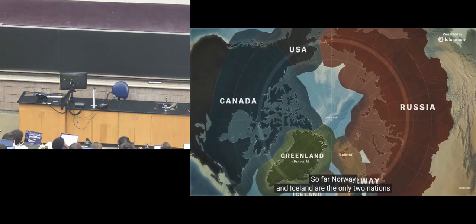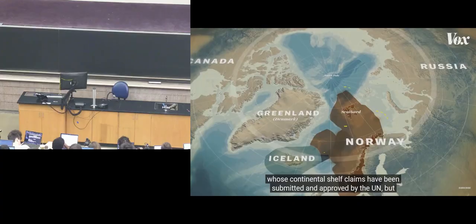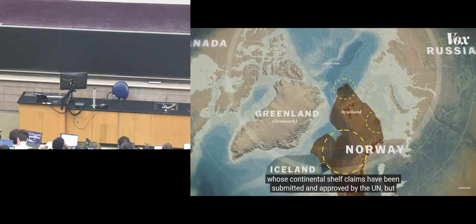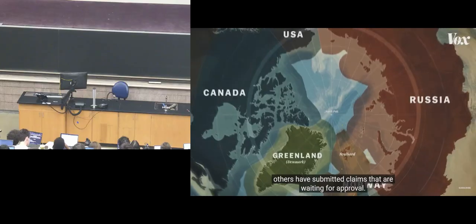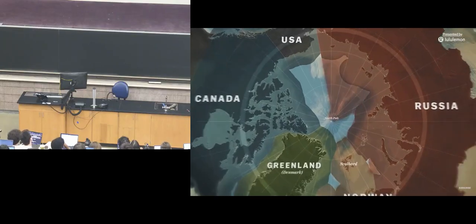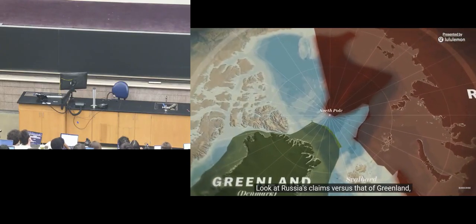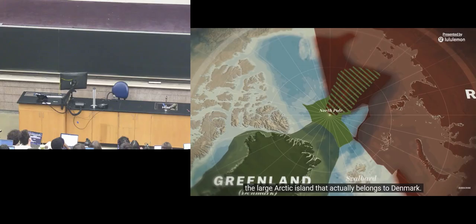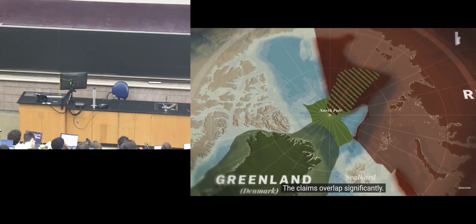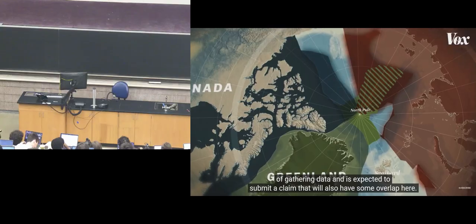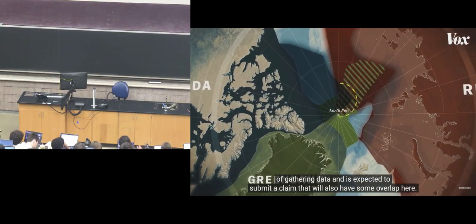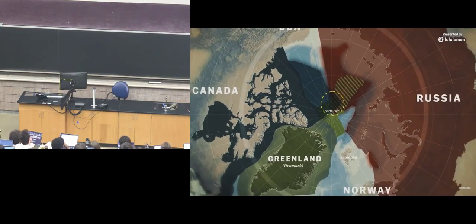So far, Norway and Iceland are the only two nations whose continental shelf claims have been submitted and approved by the UN. But others have submitted claims that are waiting for approval. Look at Russia's claims versus that of Greenland, the large Arctic island that actually belongs to Denmark. The claims overlap significantly. Canada is in the process of gathering data and is expected to submit a claim that will also have some overlap here.